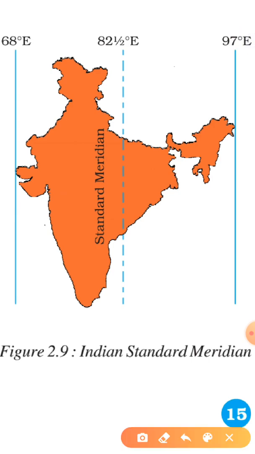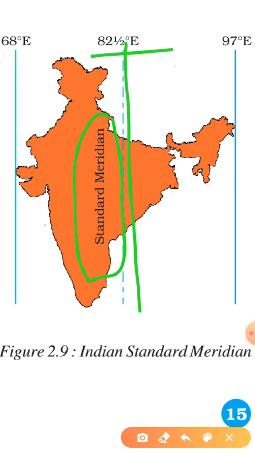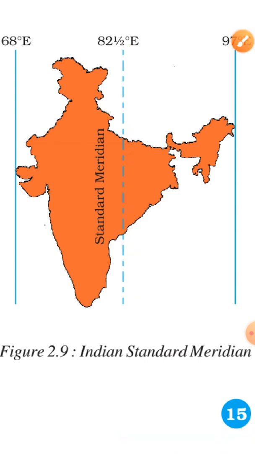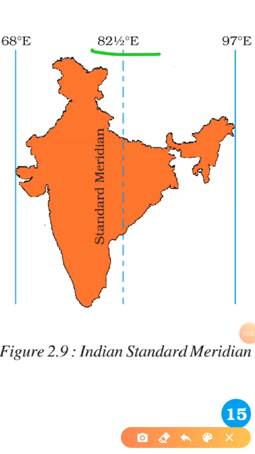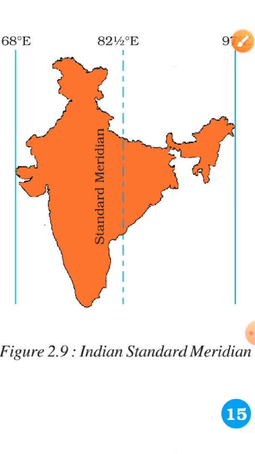You can see here it is the standard meridian. Our India's standard time is 82.5 degrees east. Remember it because it is a main question. The standard time of India is 82.5 degrees east. So please remember it. Okay. Now let's go ahead.